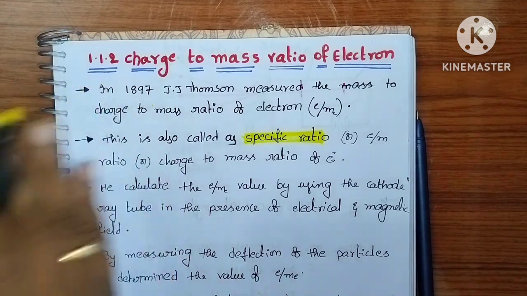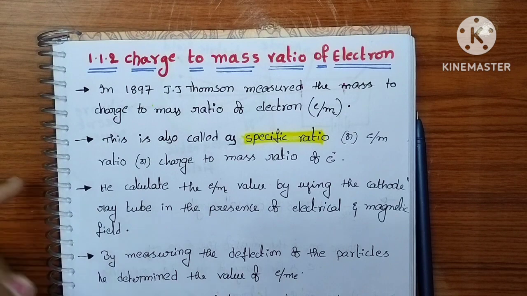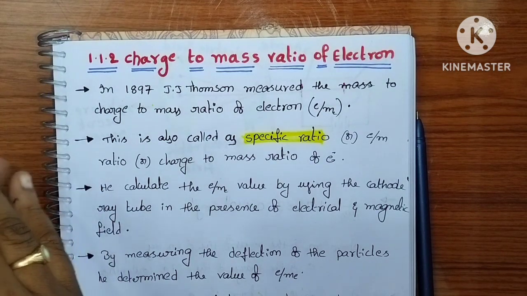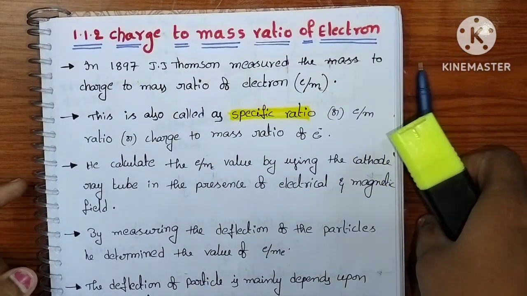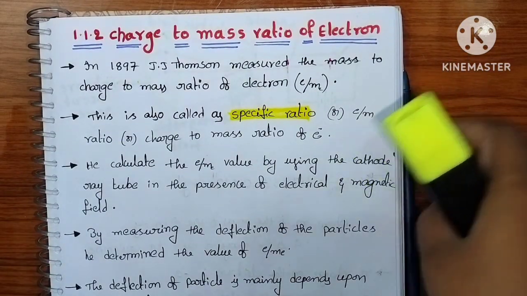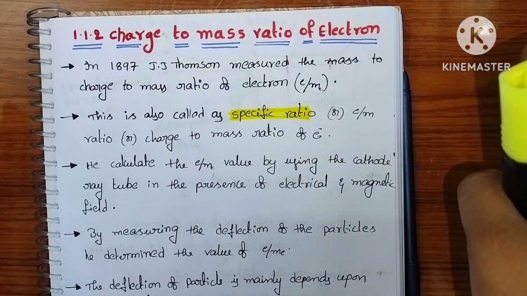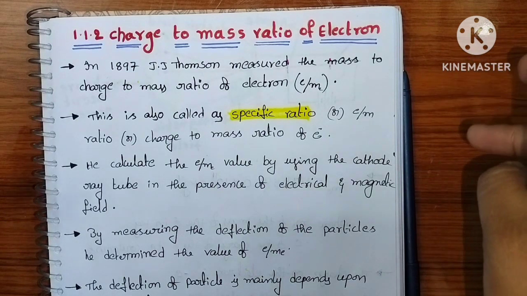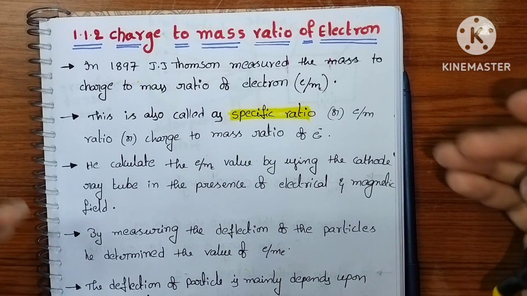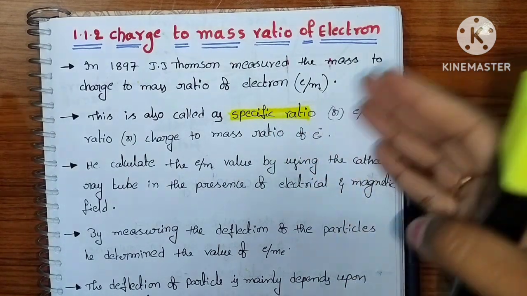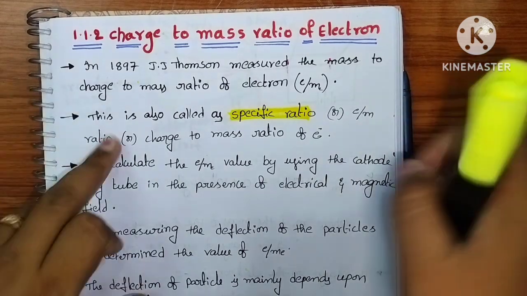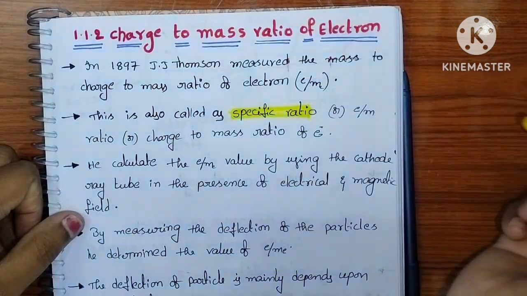Among these three subatomic particles, we also learned the discovery of the subatomic particle electron by J.J. Thomson. He did the experiment by using the cathode ray discharge tube, and finally he concluded that negatively charged particles contain electrons. So this is all about our previous class. Now we are going to learn about the charge to mass ratio of electron.